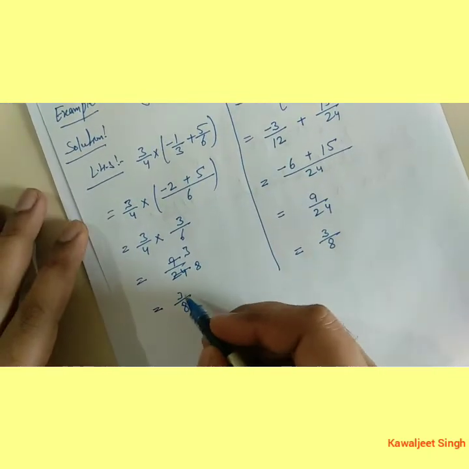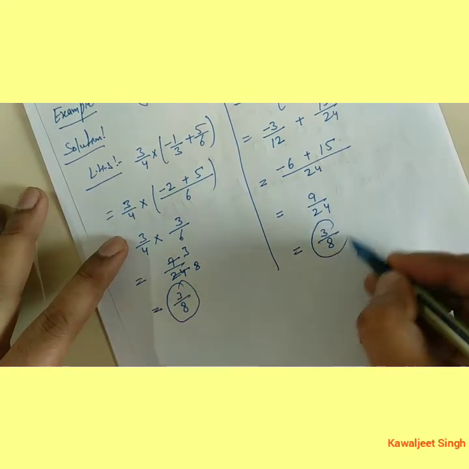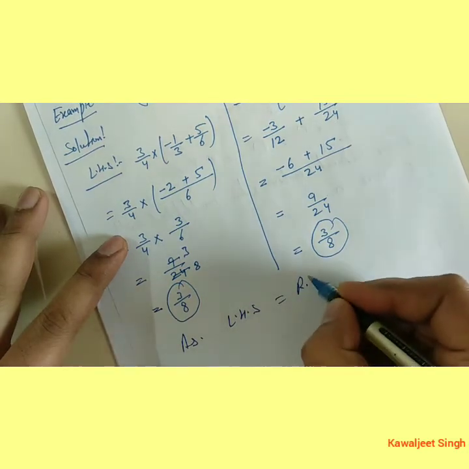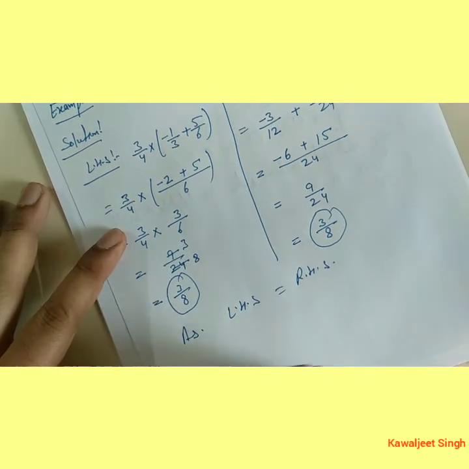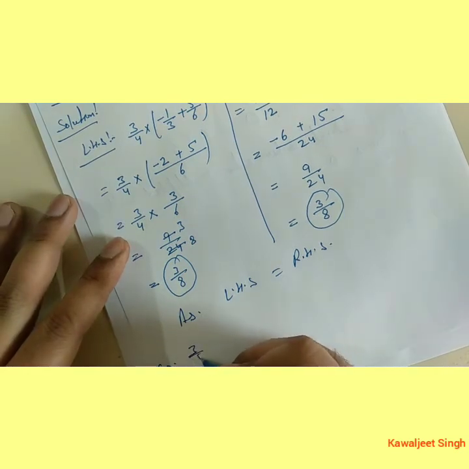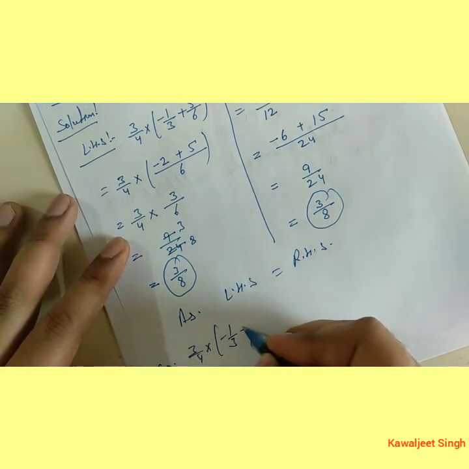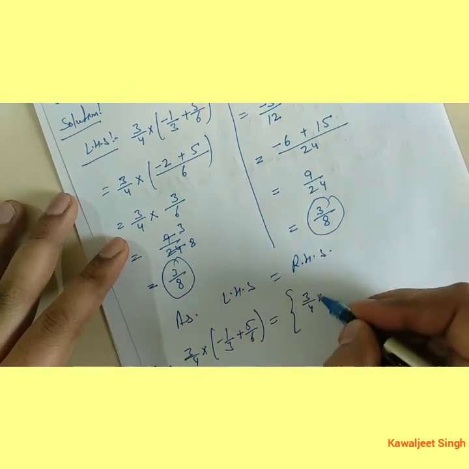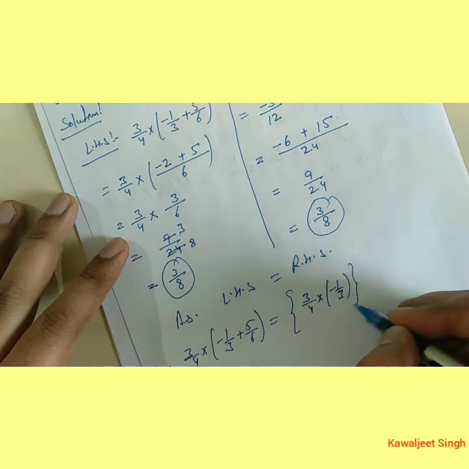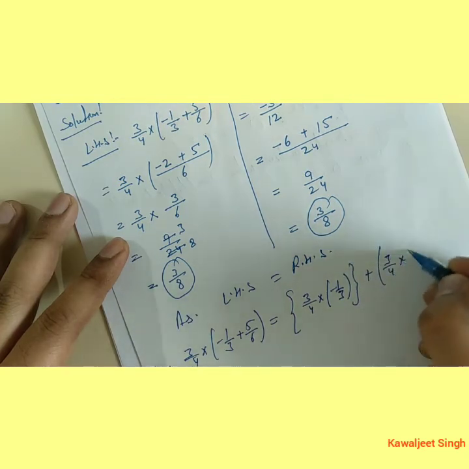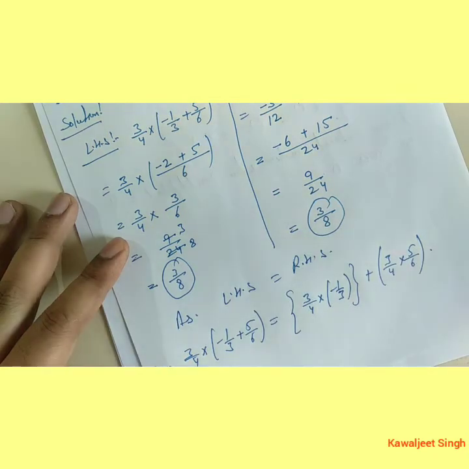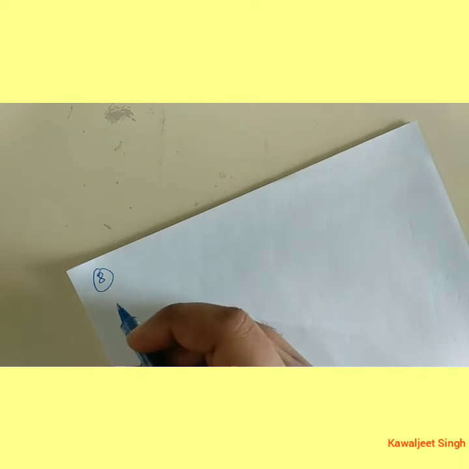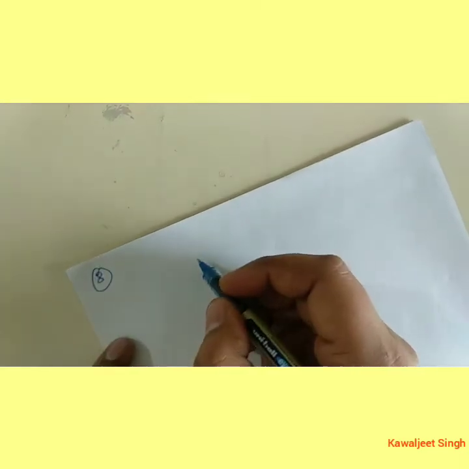So now see here, our left hand side and right hand side are both equal. As left hand side is equal to right hand side, we can say 3 by 4 multiplied by minus 1 by 3 plus 5 by 6 is equal to 3 by 4 into minus 1 by 3 plus 3 by 4 into 5 by 6. As in the seventh property, we use here the distributive property of multiplication over addition.